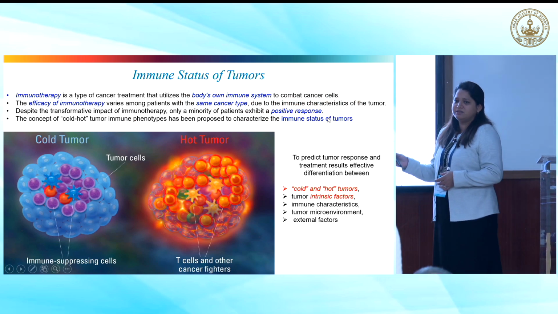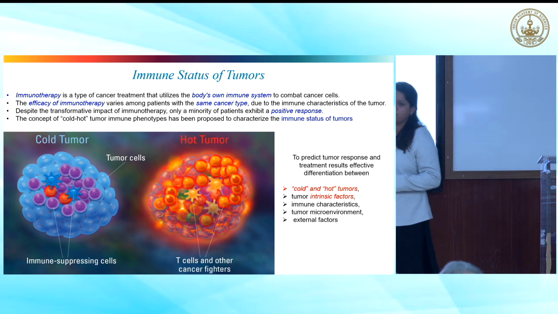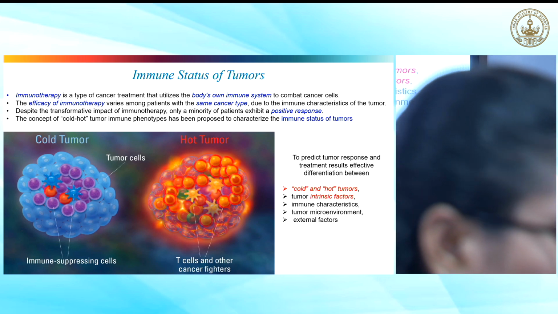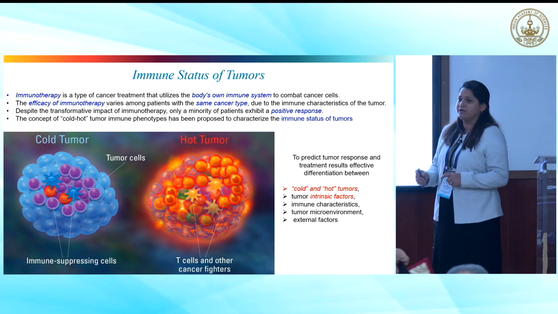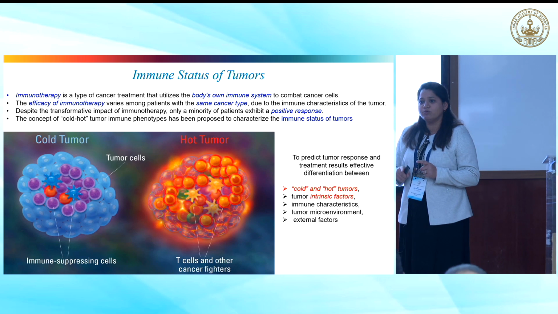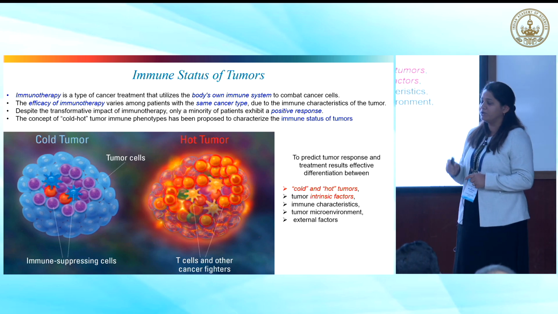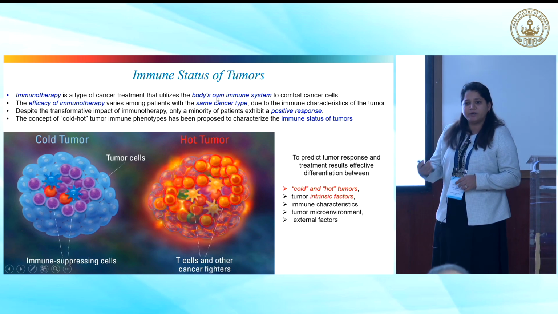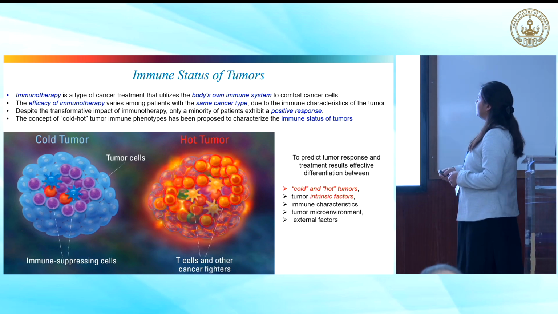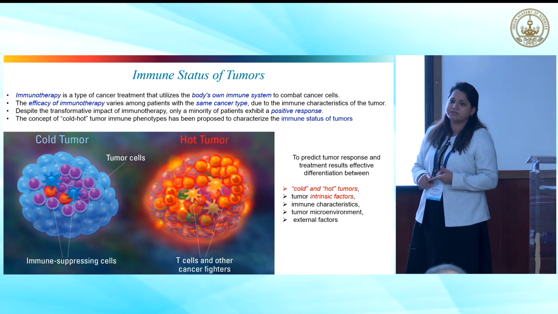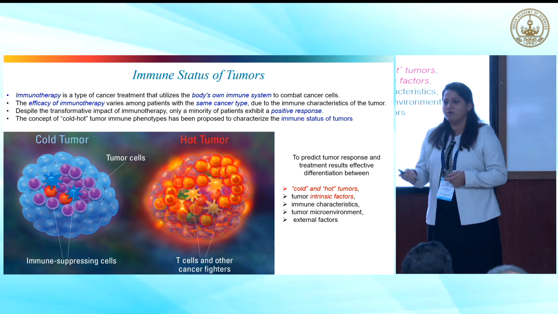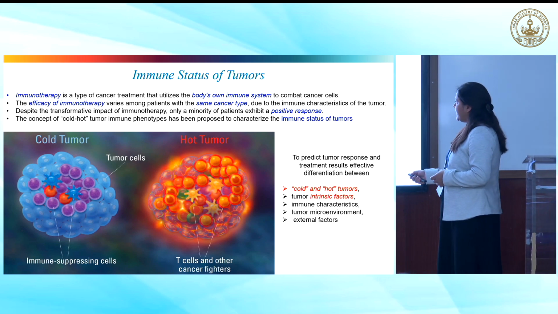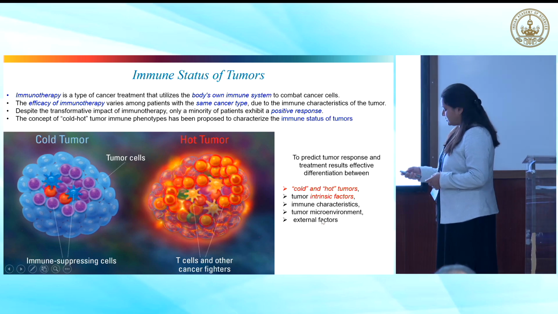Despite the several transformative impacts of immunotherapy over the period of time, a very small number of patients show a positive response to immunotherapy. That's why this concept of cold and hot tumors was proposed, because it talks about the immune status of the tumor. In order to predict the tumor response and the treatment results, it's very important to understand the difference between cold and hot tumors, and the intrinsic and extrinsic factors responsible: the tumor microenvironment and also tumor characteristics.